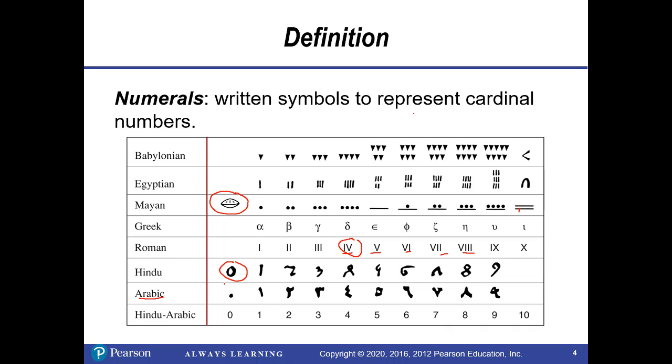When you look at the Hindu numbers, you can probably see lots of similarities with our numbers. Similarities for our number 0, our number 1, our number 2, our number 3. 4 and 5, a little harder to see similarities for. Our number 6, our number 8, our number 9.